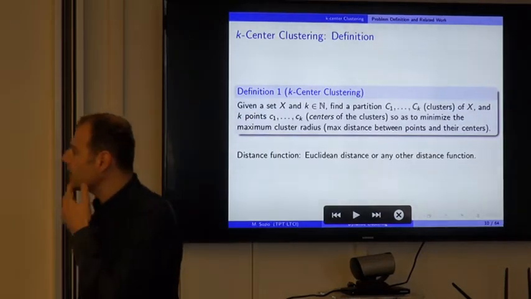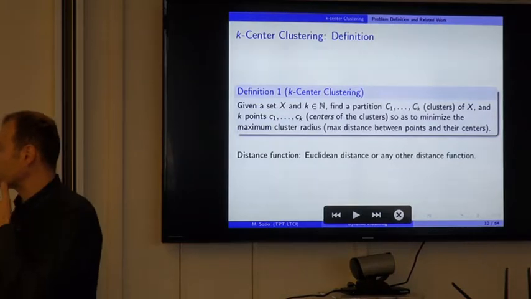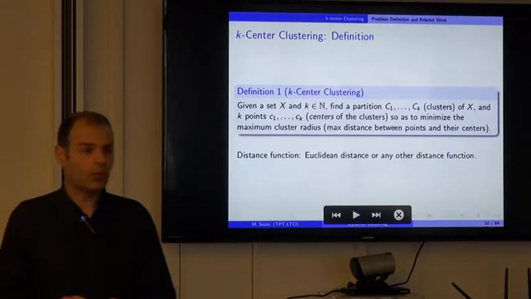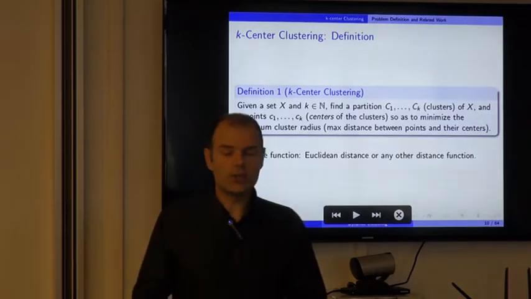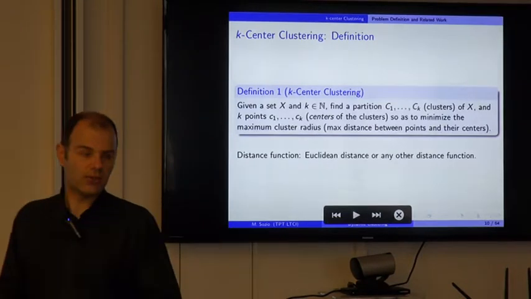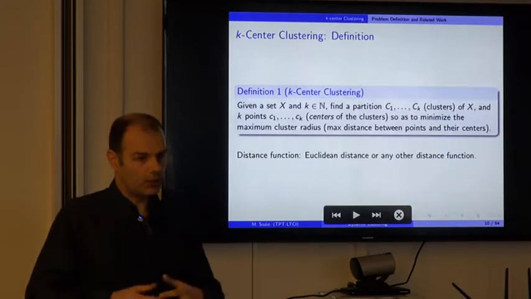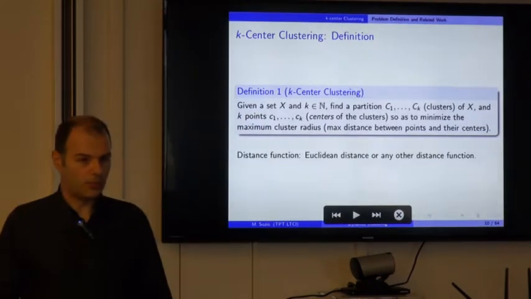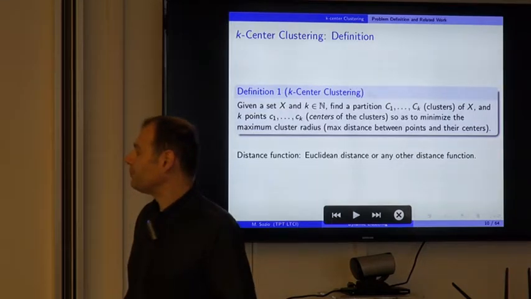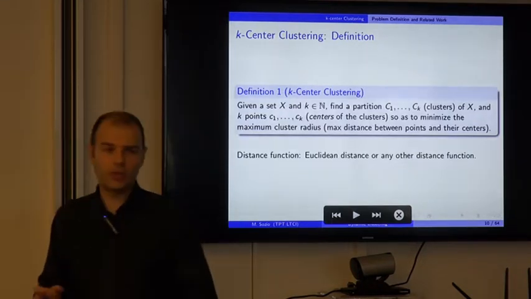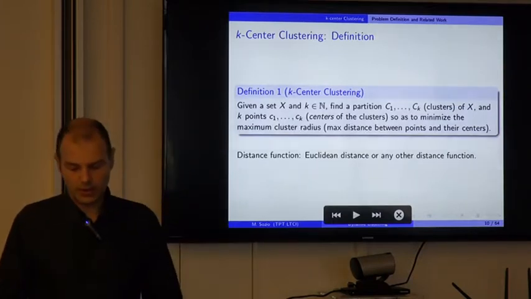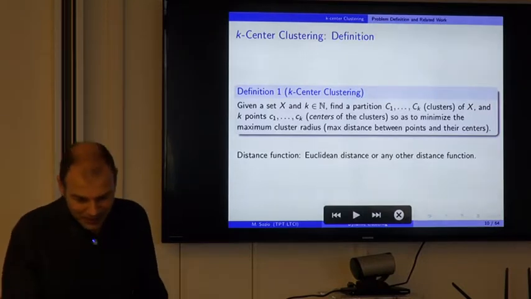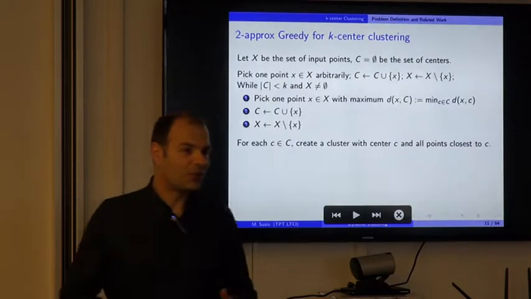Okay. All right. So in this case, we are given a set of points in the Euclidean space, and we would like to partition these points into k different clusters, so as to minimize the maximum radius of the clusters. Okay. So that is what we would like to do. It's a natural problem. It's one of the first things you might want to do. I said Euclidean distance, but we can actually use any distance function that satisfies the triangle inequality.